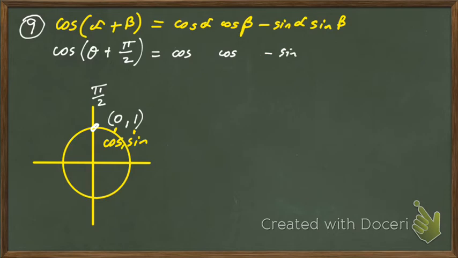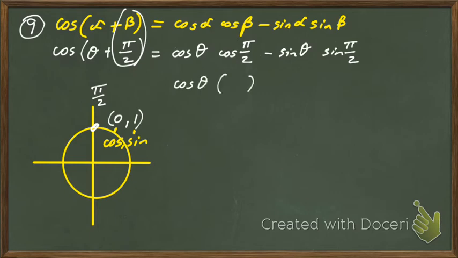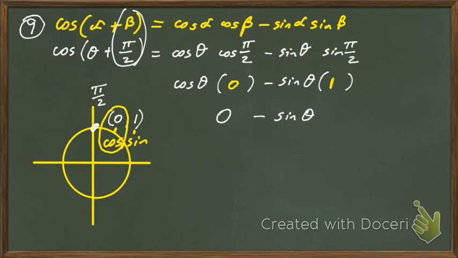And sine, sine. Alpha is theta. But what's beta here? I believe beta is pi over 2. So you have cosine of theta times something, sine of theta times something. What is the cosine of pi over 2? 0. And what's the sine of pi over 2? So 0 times anything is 0, minus 1 times anything is itself. Does this equal what they wanted us to show it to equal?